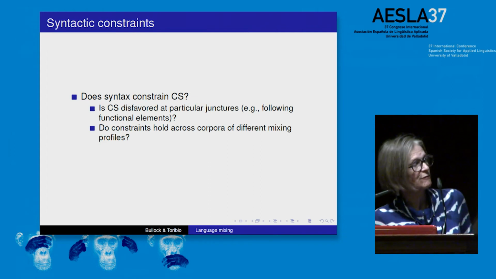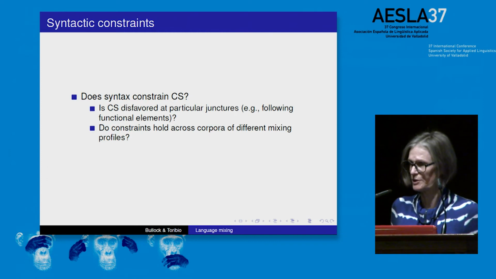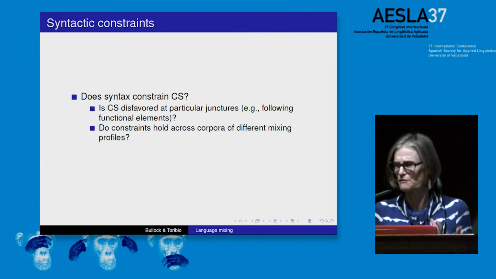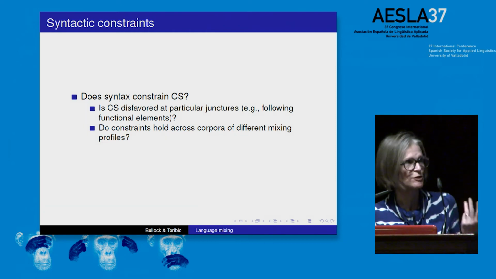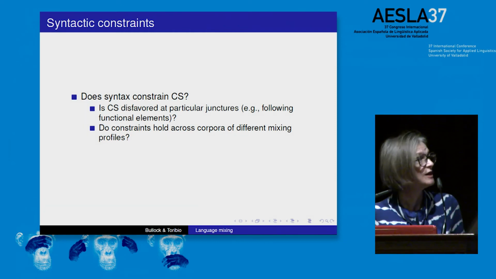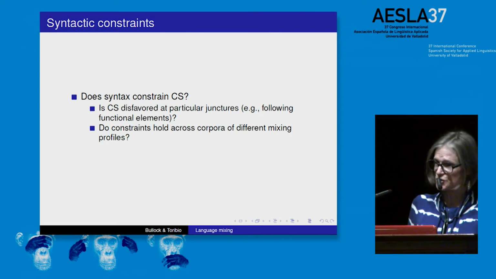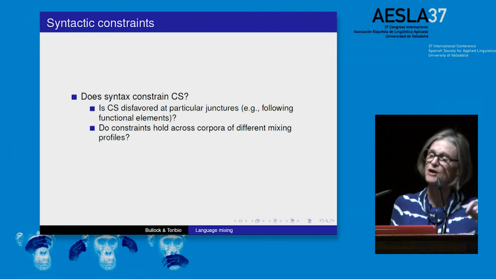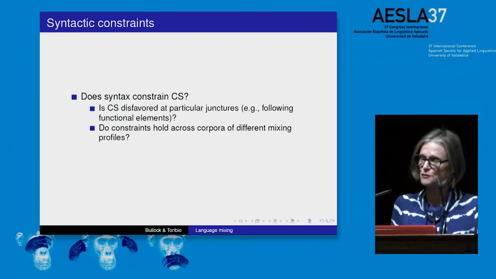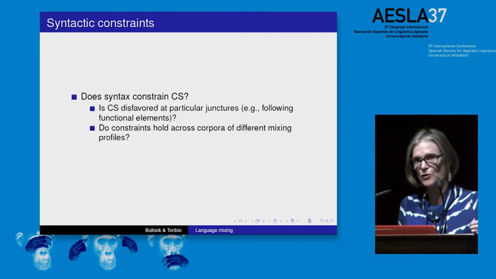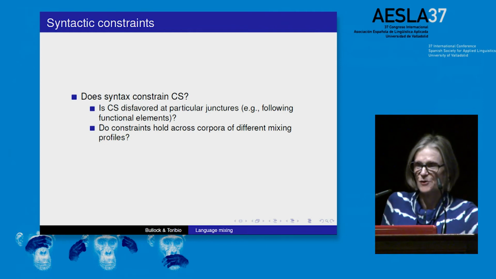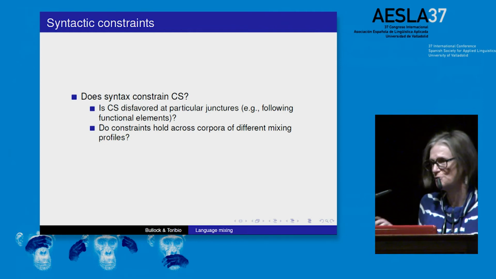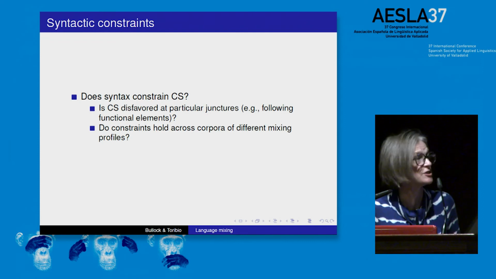So you know the proposals that code switching is disfavored at particular syntactic junctions, following functional elements. We talked about pronouns during this conference. Switching after pronouns is not a lovely thing to do. And the question is, do these constraints hold across corpora with different mixing profiles? So for instance, would the same constraints hold on Killer Chronicas, which is highly mixed, as S7, which is not so highly mixed? Does that make sense? Or if you're more liberal in mixing, do you flaunt syntactic constraints?